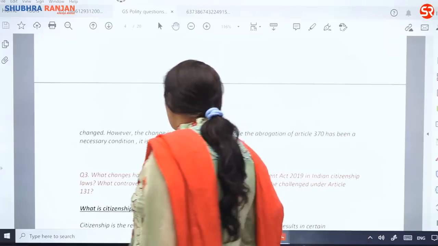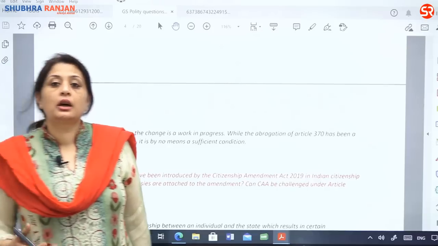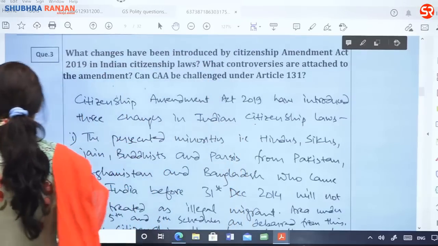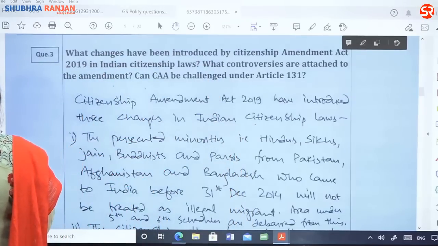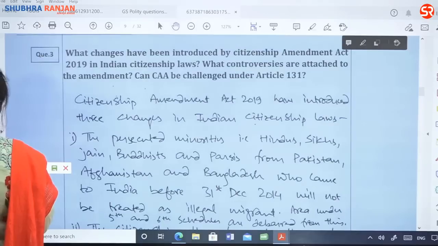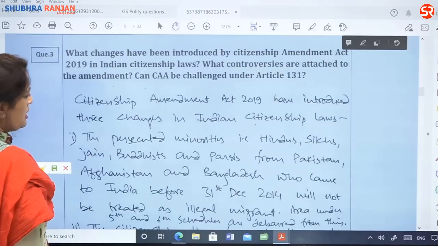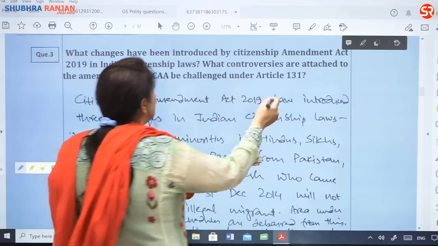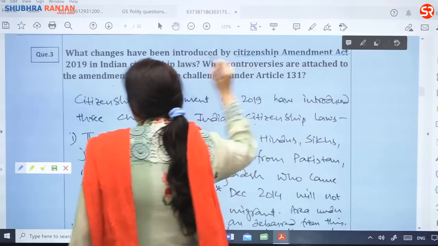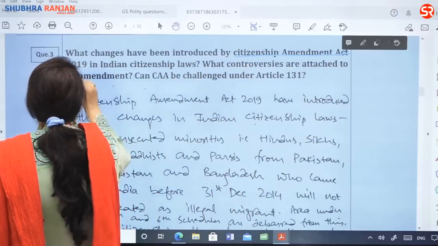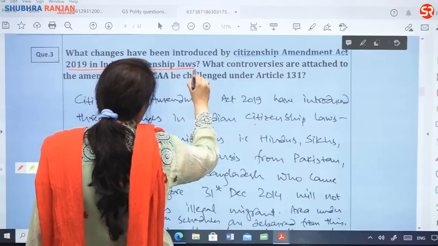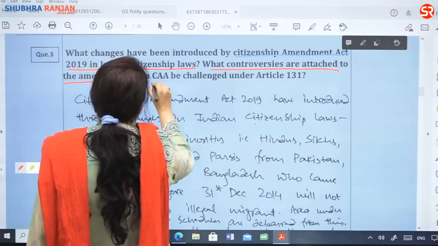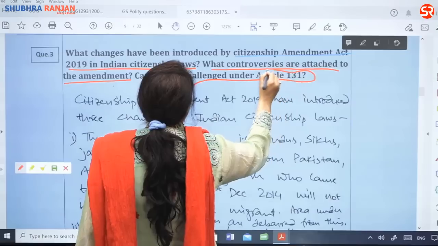Fine. Now let us do the third question. For that third question I have taken the copy of some other student. Fine, and let us see how this person has written. So what changes have been introduced by Citizenship Amendment Act in Indian citizenship laws? What controversies are attached to the amendment, and can CAA be challenged under Article 131?